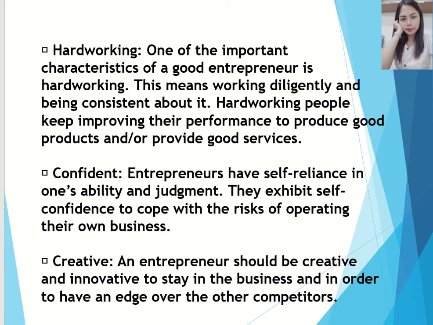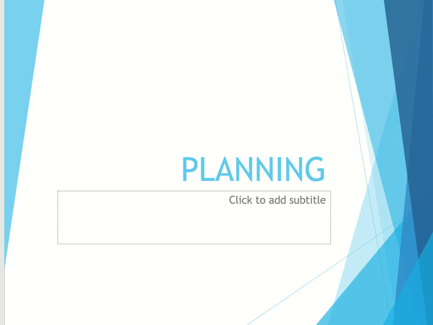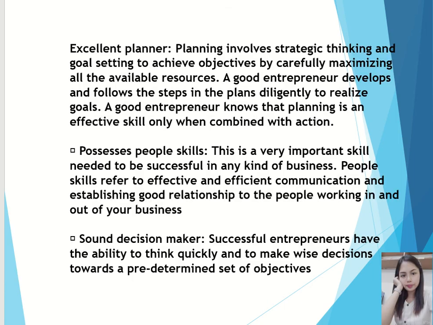You should widen your imagination for you to become successful. Next is planning. Under planning, we have different kinds of planner. We have an excellent planner. Planning involves strategic thinking and goal setting to achieve objectives by carefully maximizing all the available resources. A good entrepreneur develops and follows the steps in the plans diligently to realize goals, and shows that planning is an effective skill only when combined with action. So an excellent learner thinks of different kinds of plans that can help his or her business.